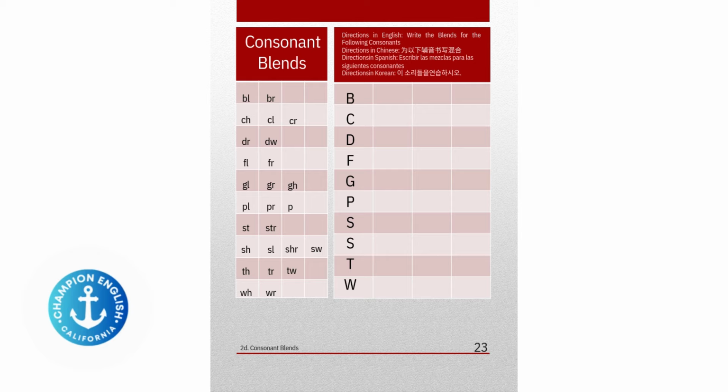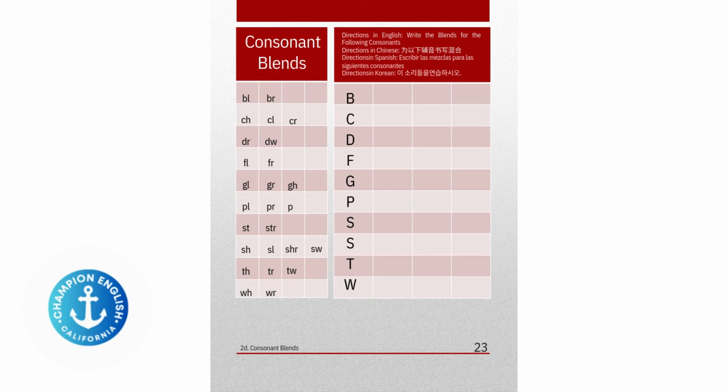Okay, so notice that if you have B, there are two sounds for that, which are bl and br. So you should go ahead and write that sound on the letter, on that line. And then for C, we have three sounds. We have ch, cl, and cr. So please write your sounds for that letter.